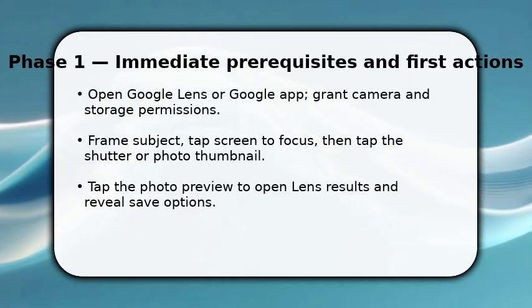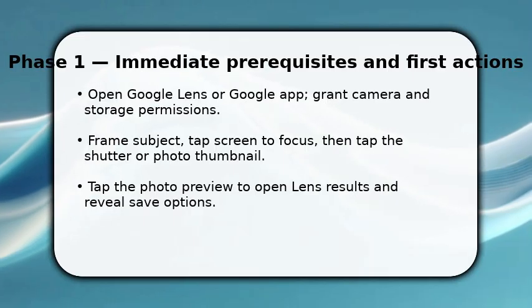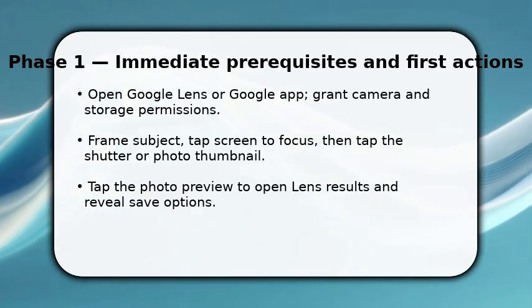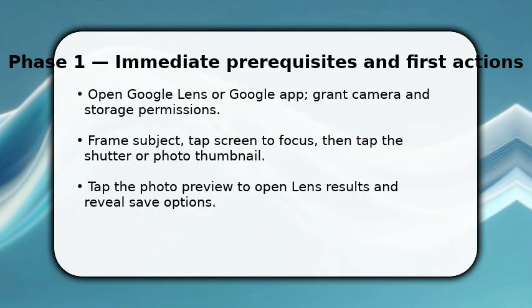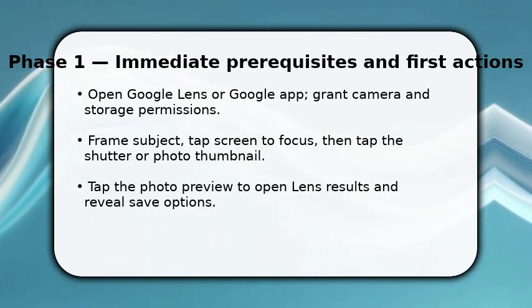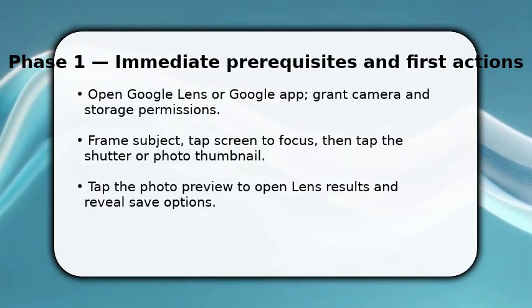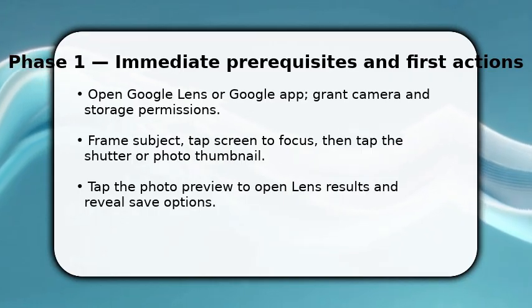You start by opening Google Lens or the Lens camera inside the Google app. Make sure camera and storage permissions are granted so saving works. Point, compose, and tap once to focus. Then tap the shutter or the live photo thumbnail to capture.